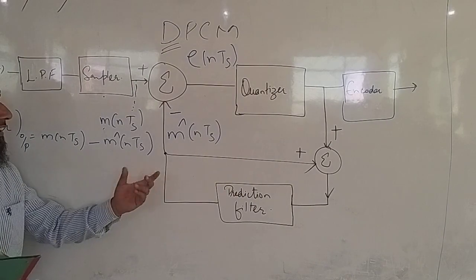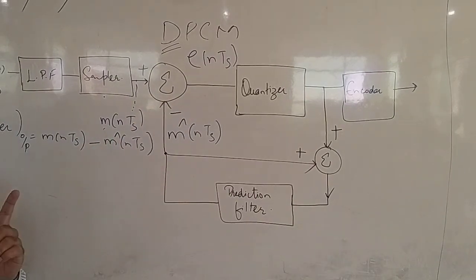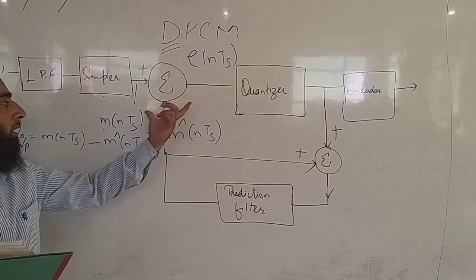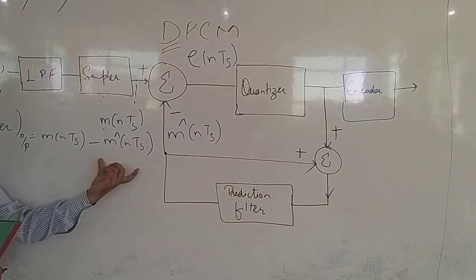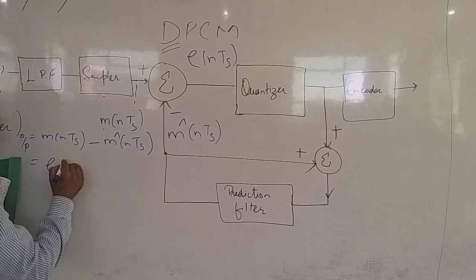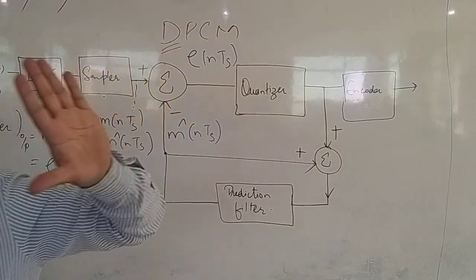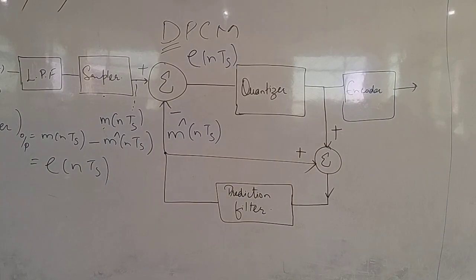So why e of nT_s is the error generated by the summer, which is the error between the actual value and the predicted value. Therefore, I will write the output of summer will be obviously e of nT_s. Error generate हो गया, यहाँ तक समझ आया? Any doubt over here? एरर सिग्नल कैसे जनरेट हुआ?